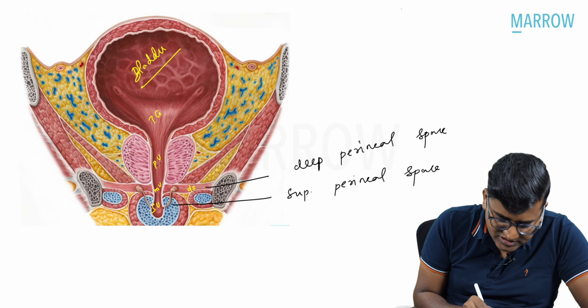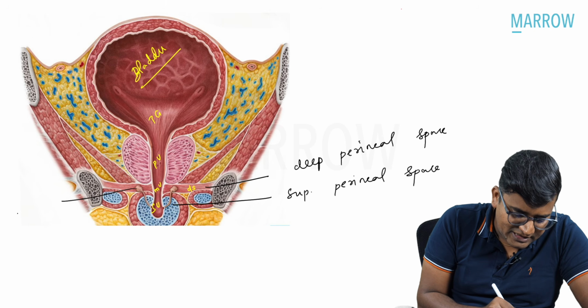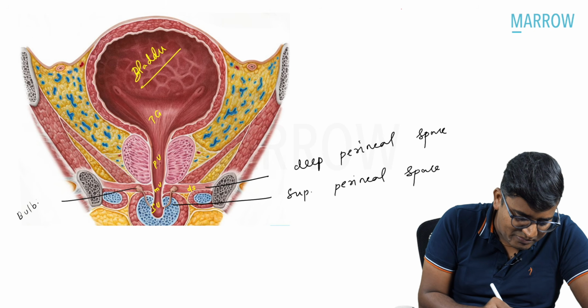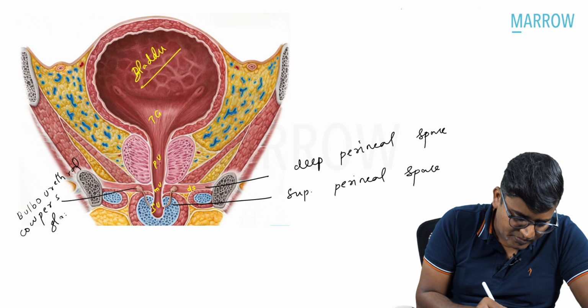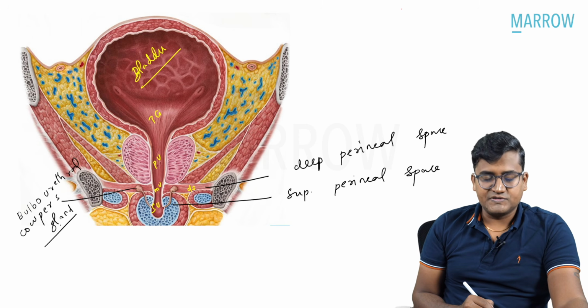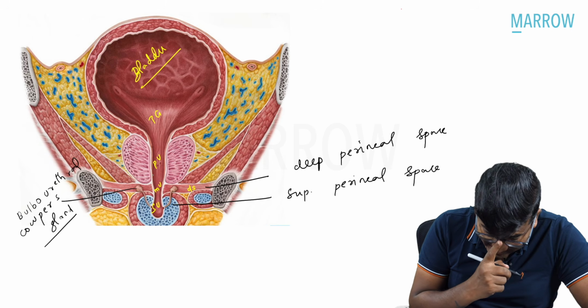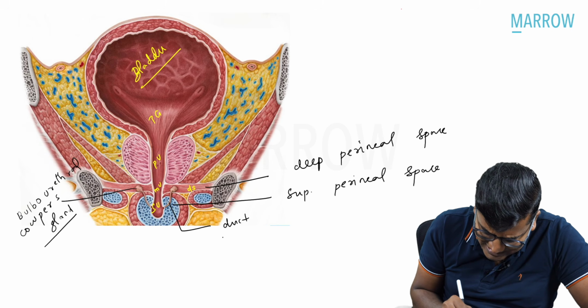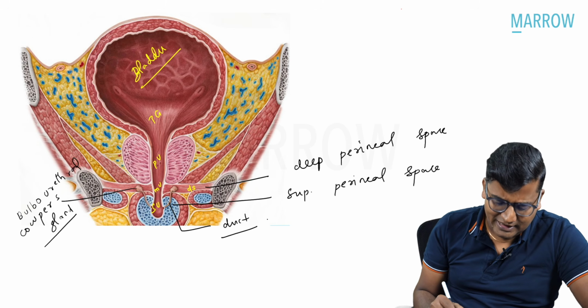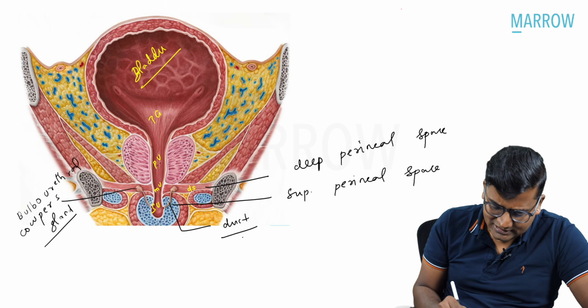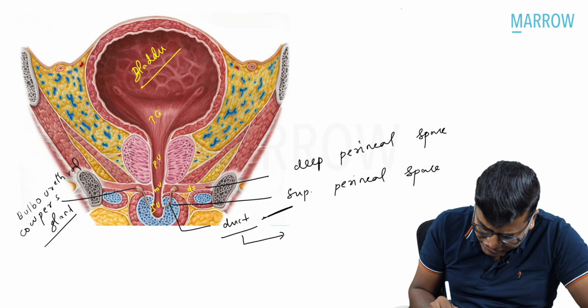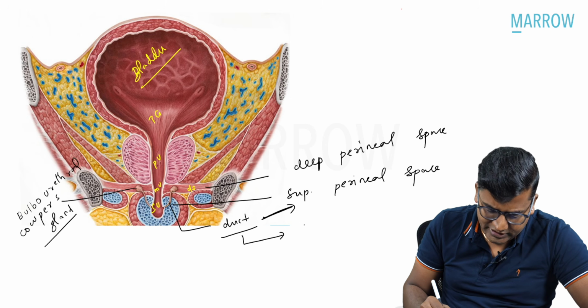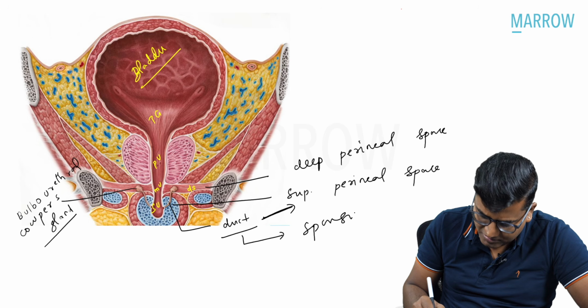Now, in the deep space, we are seeing a gland here. What gland? That is our bulbourethral gland in the male. The bulbourethral gland, or Cowper's gland, is present in the deep space. And we have the duct here. The duct of the bulbourethral gland is present in the superficial space, and that is opening into the spongy urethra or bulbar urethra.